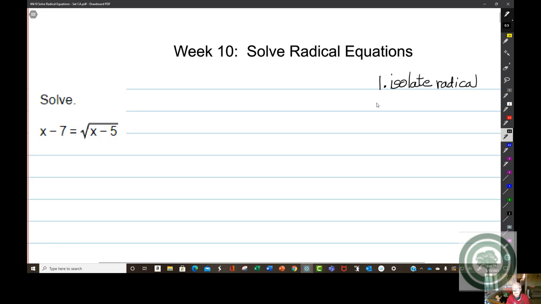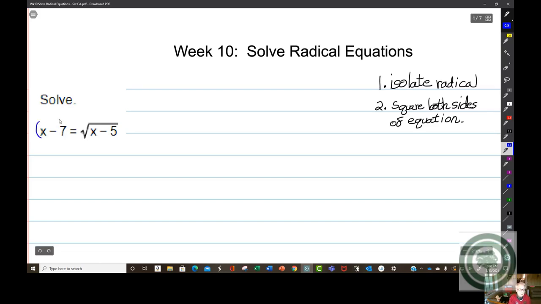Now, we go on with step two. This is the really important step and also the tricky step. Square both sides, assuming it's a square root radical problem. Square both sides of the equation. And here's what that looks like. Well, let's change colors. Keeps me entertained. You take the entire left side and square it, and the entire right side and square it. The reason for doing that is you cannot solve this equation until you get that X out from under the radical.